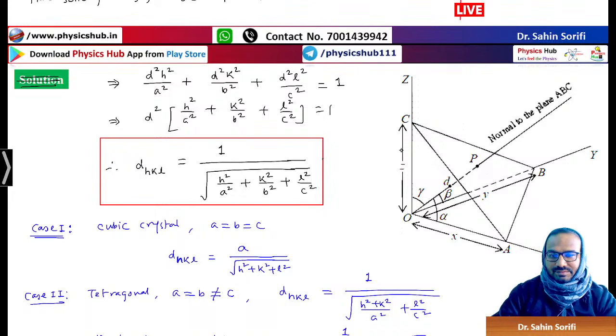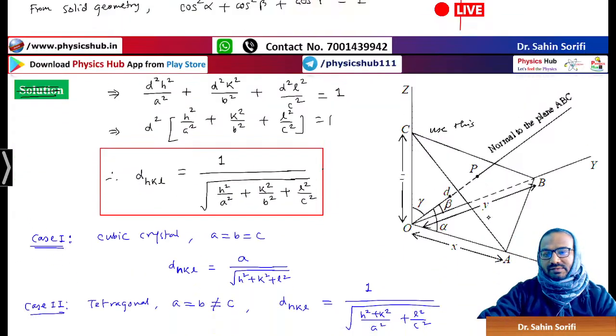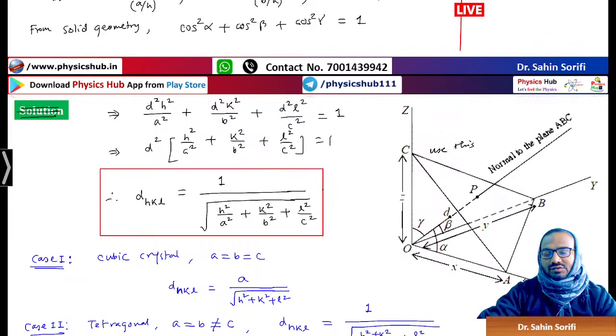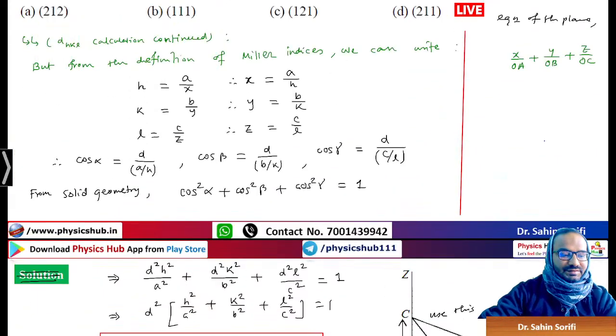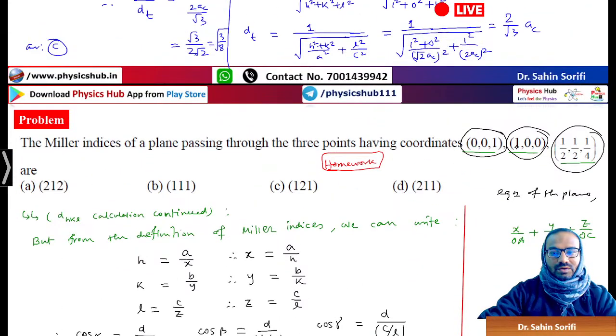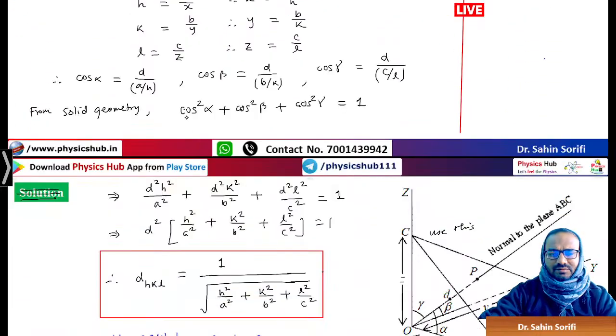You can use this image. You can consider the equation of the plane x by OA plus y by OB plus z by OC. Then you will put the values of h, k, l and all, and finally you will check these 2 points, 1 0 0 and 0 0 1. Then the third point also you can choose. Then you can find out the value of h, k, l. Similar calculation to the way we have done it here.